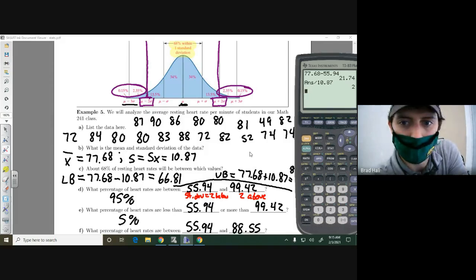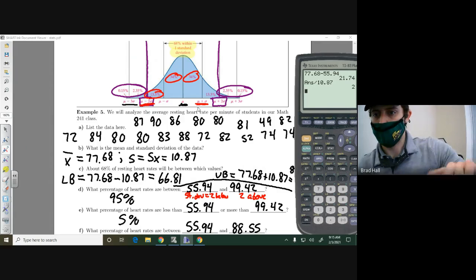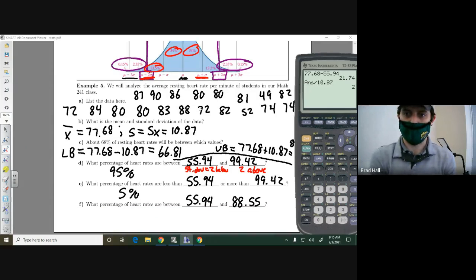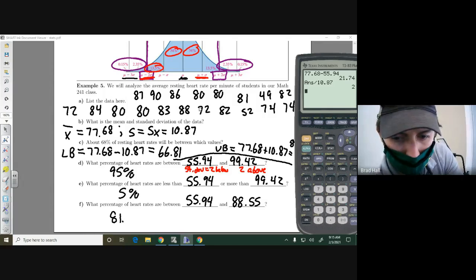And then the final one I'll do in red, because that one's here and that one's here. We add all of those together. Whatever that sum is, go ahead and jot that down. 13.5 plus 34 plus 34 is 81.5%.